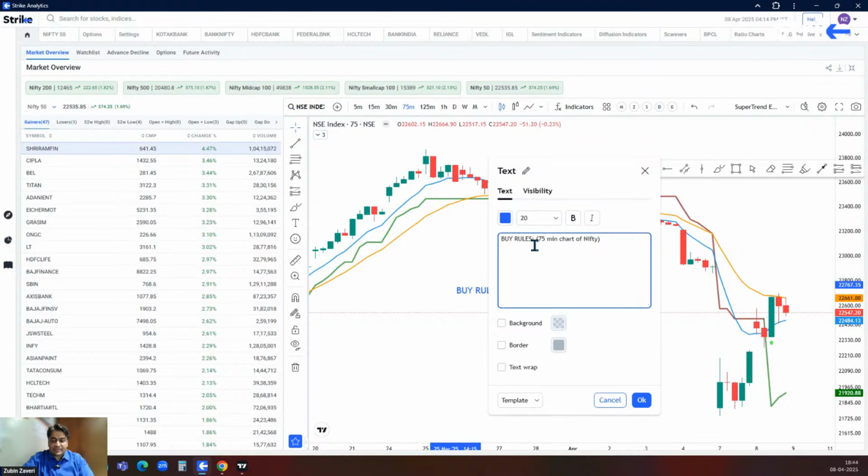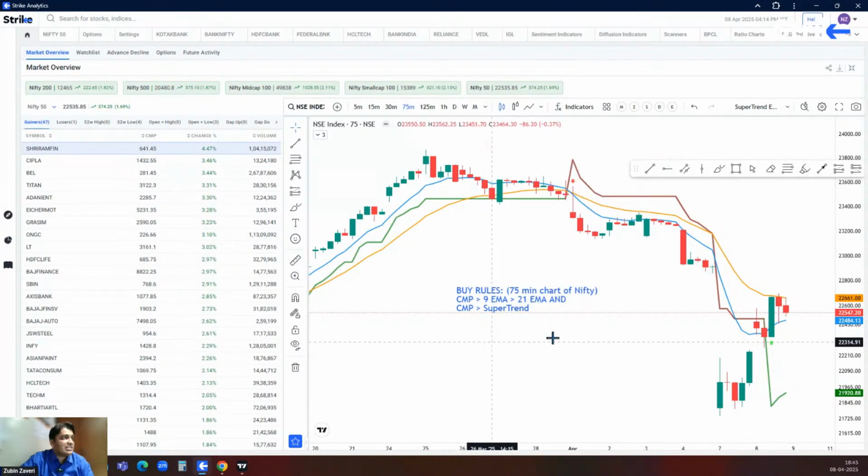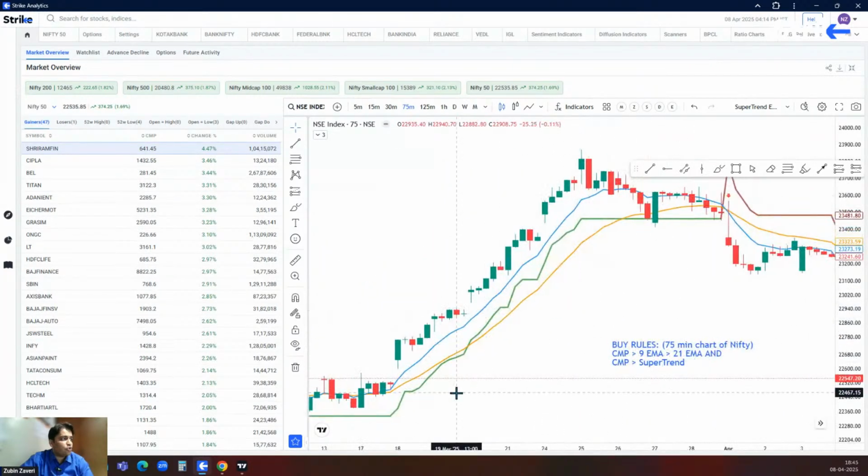The first thing is that the current market price should be greater than your 9 EMA. Your 9 EMA should be greater than the 21 EMA. And the current market price should be greater than the super trend indicator. So if all these conditions are true, then we will go ahead and buy. I'll tell you when we will buy. Let me show you one buy. I hope you have understood the rules over here.